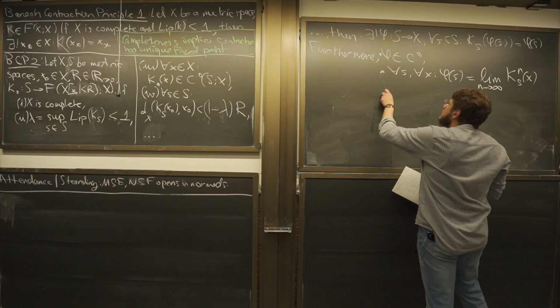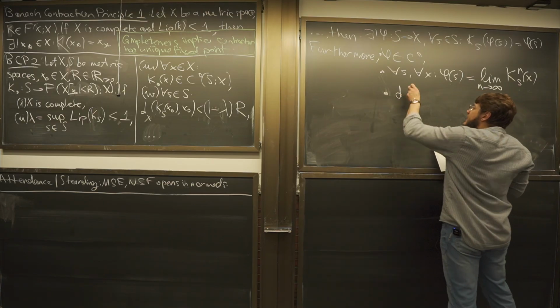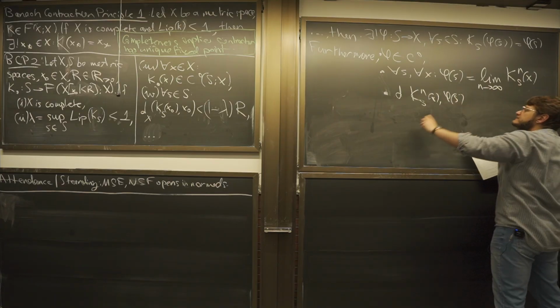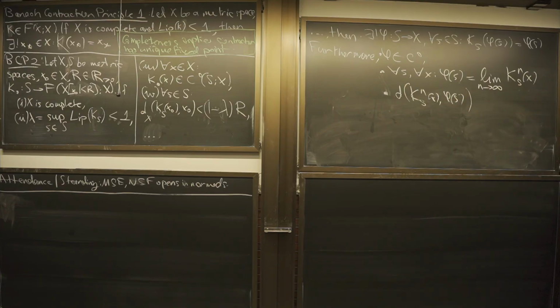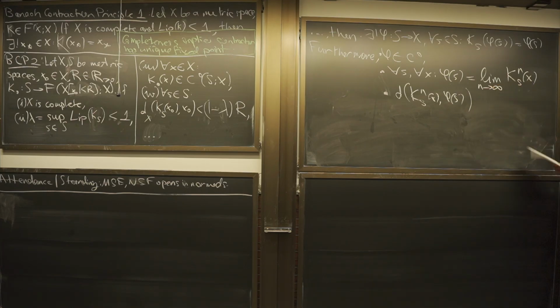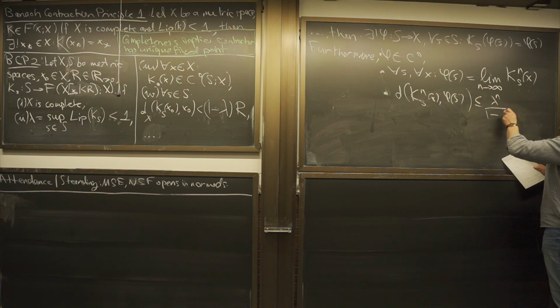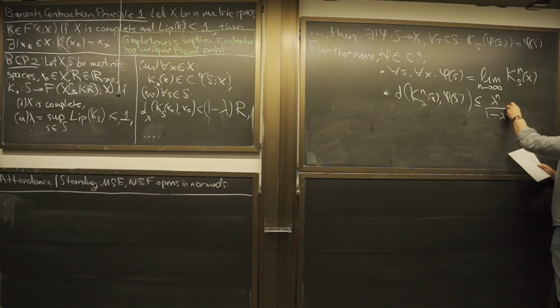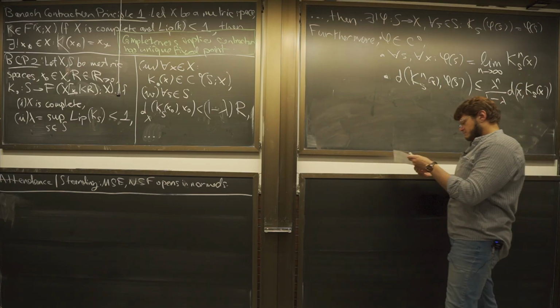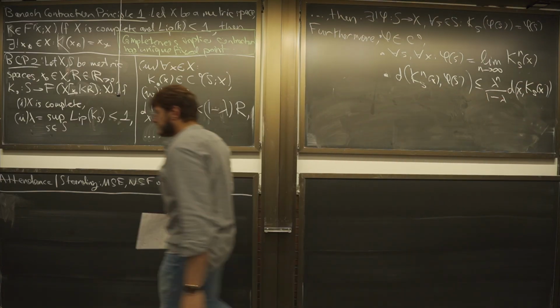And I have also estimates as to the distances. You want to say not only that this sequence converges, but you also want to say something about the convergence rate. For instance, it says that this is lambda to the n divided by 1 minus lambda times this. There's more estimates too, but let's not write these down.